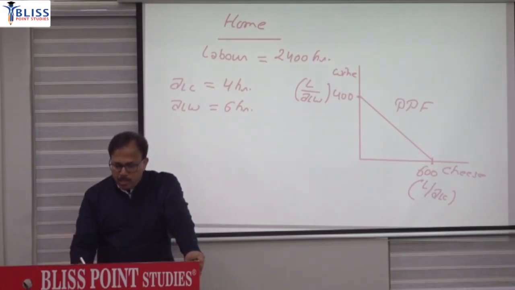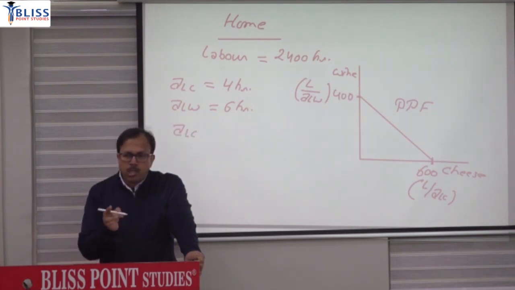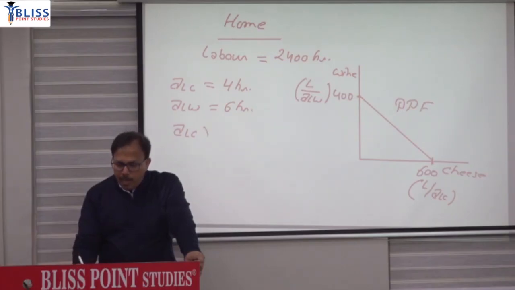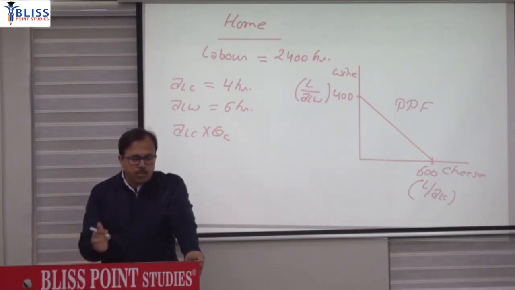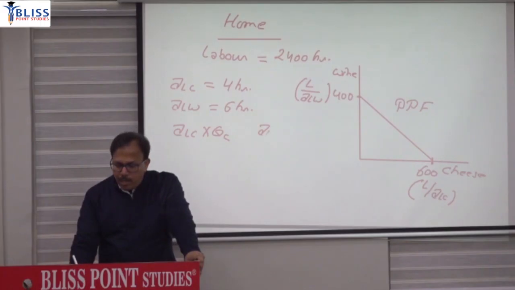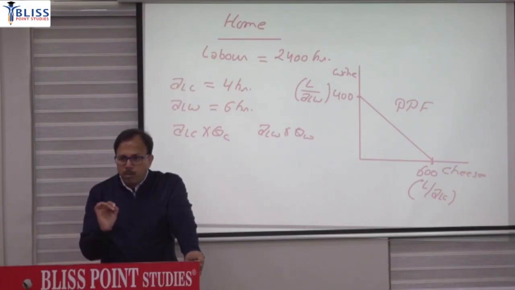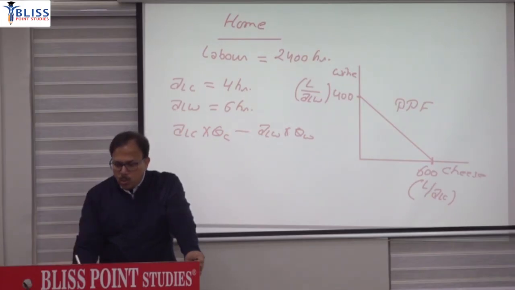It could be written as, just see, ALC is unit labor requirement. एक यूनिट को प्रोड्यूस करने में कितना टाइम लग रहा है, multiplied by quantity of cheese. So this will become the labor hour used to produce cheese. Similarly, if I multiply ALW with quantity of wine, that will become the labor used to produce wine. And if you add these two, then that must be equal to 2400 or less than 2400. So less than equal to L. You can write down the equation of this line in this form.